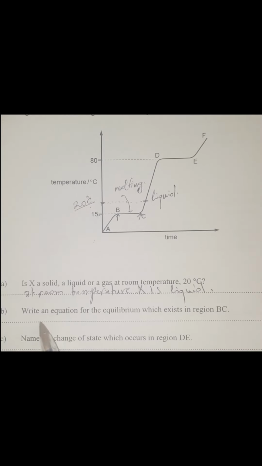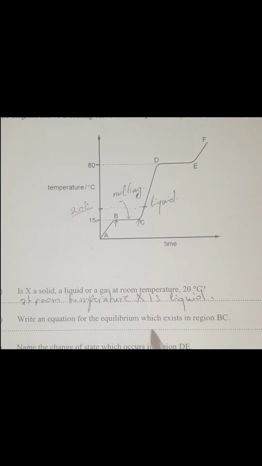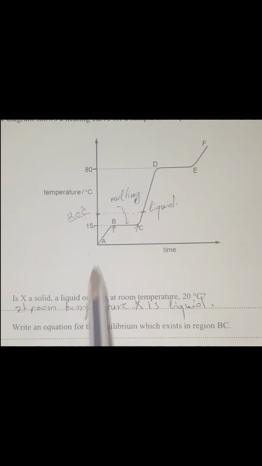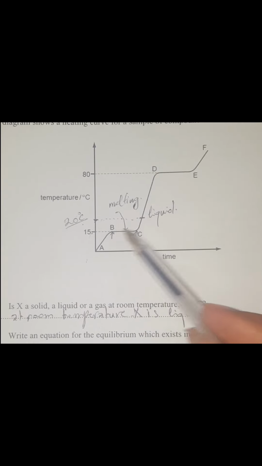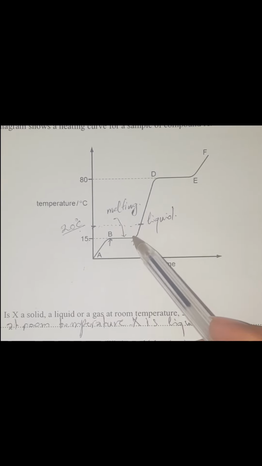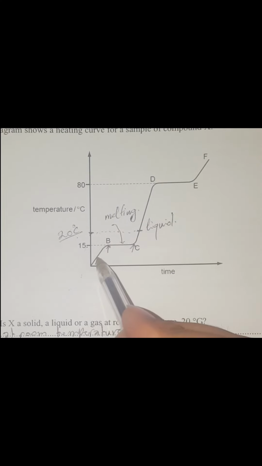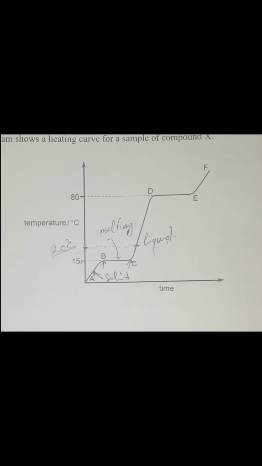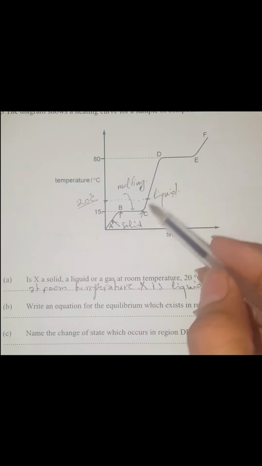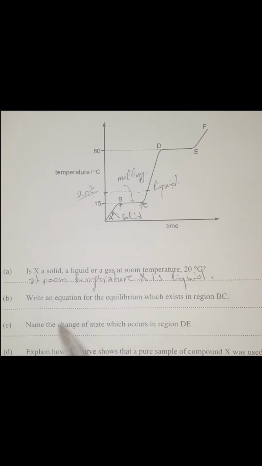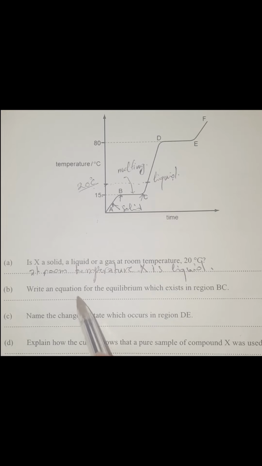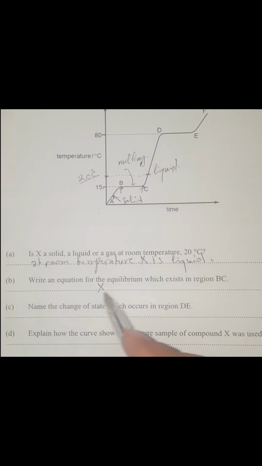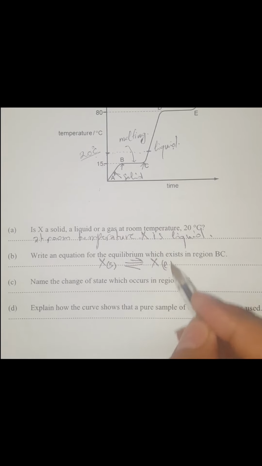Next question. Write an equation for the equilibrium which exists in region BC. As I told you, in BC there will be an equilibrium between what? Between the solid, which is here, and the liquid, which is in this region. So the answer for this question is X in solid state, which is in equilibrium with X in the liquid state.